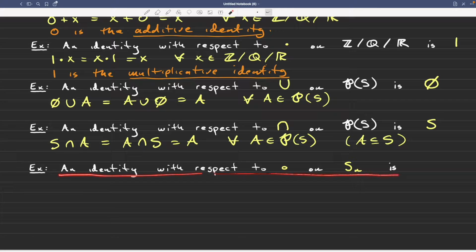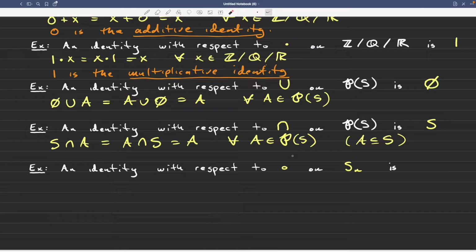Okay. How about an identity element with respect to composition in Sn? Now remember, Sn is the set of permutations of the set 1, 2, 3, all the way up to n, right? So we had this notation that we learned about in the previous lecture, like cycle notation or two-row notation for these sorts of permutations. So is there one of those that's special, that when you compose it with any other function, you get back the same function?